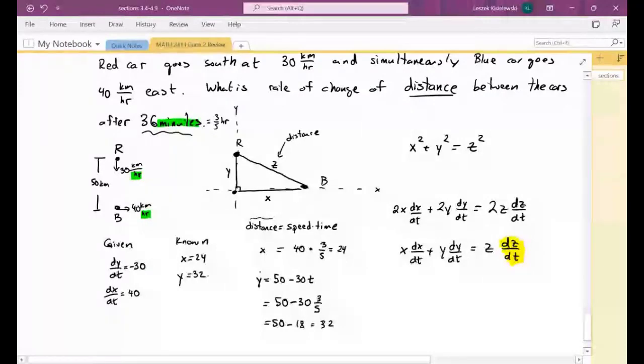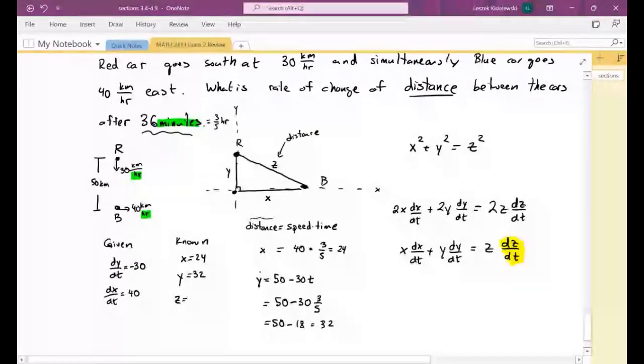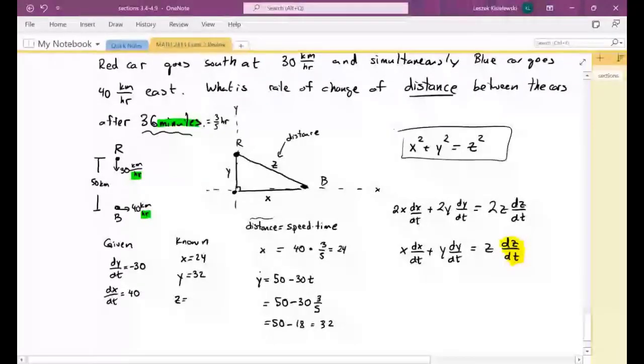Except what is z? Well, again, we know x and y, so we make a detour back to this equation. And you get 24 squared plus 32 squared, square rooted, would be z. So there you go, we know z. And then you plug and play there.